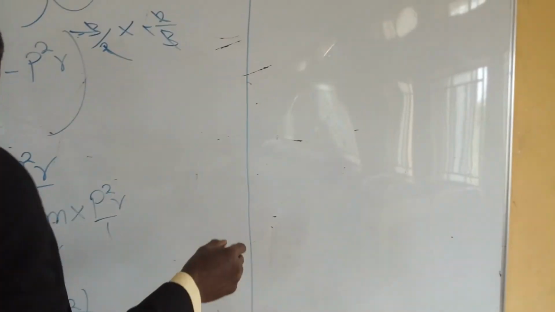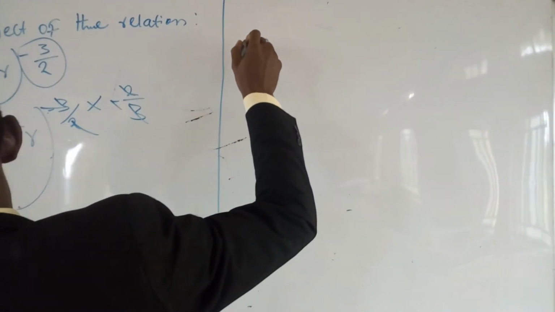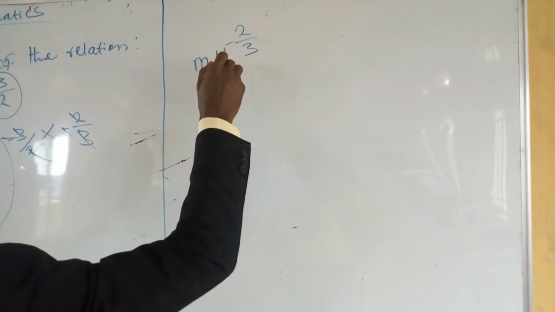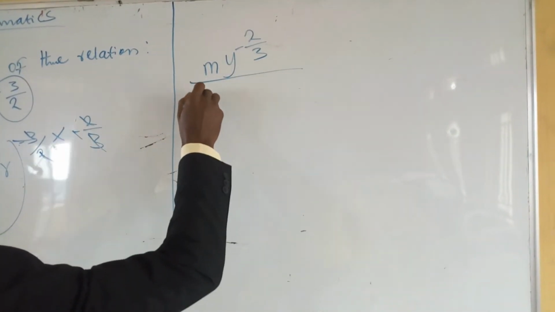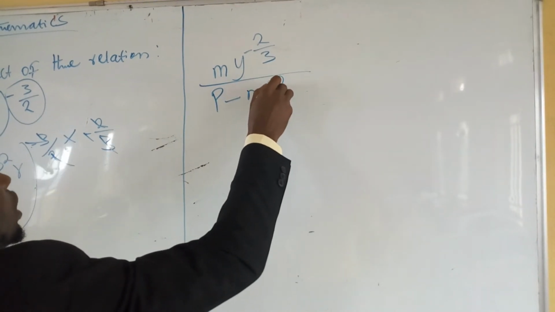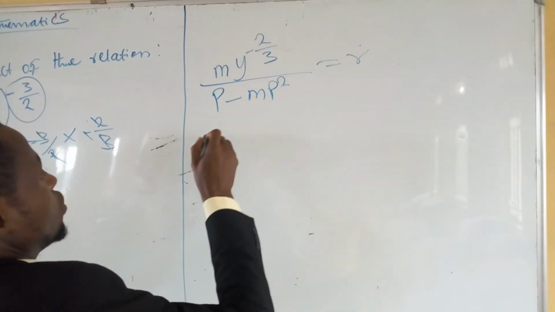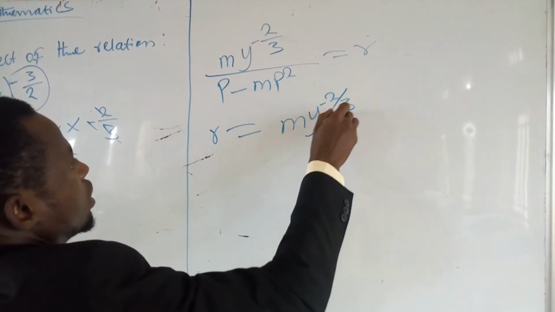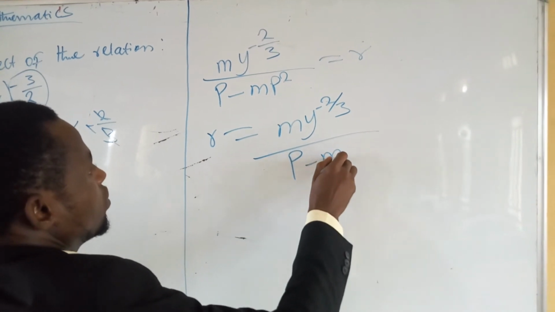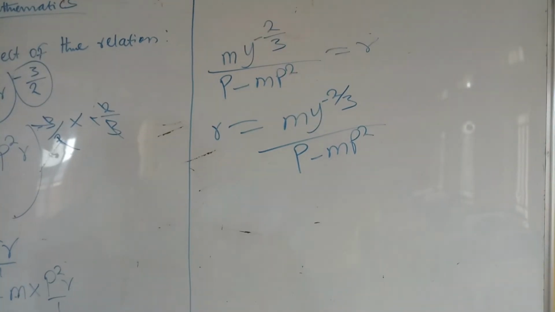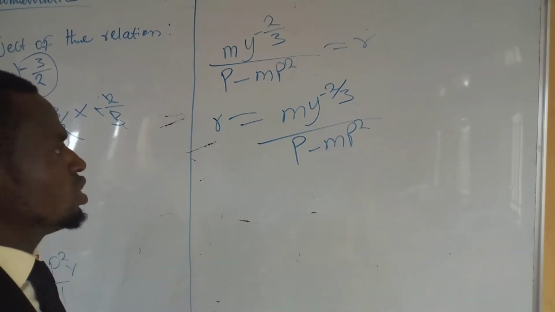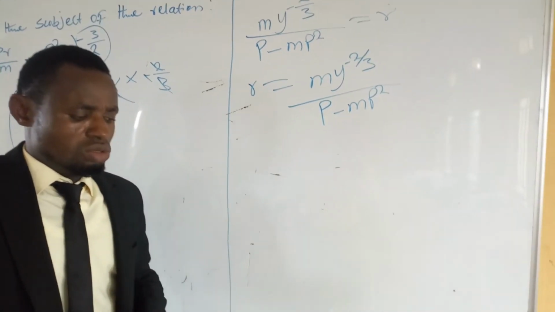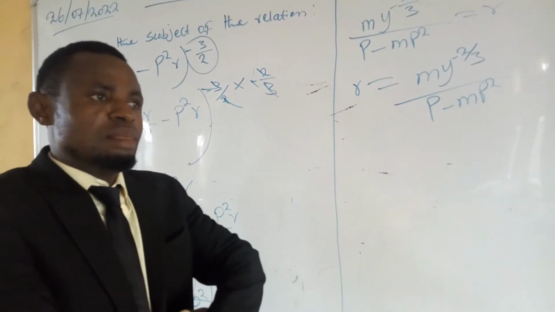Let's move on to the other side. Here we now have m y raised to the power minus 2 over 3 divided by p minus mp squared is equal to r. So r is equal to m y to the power minus 2 over 3 divided by p minus mp squared. This is how to go about this. In another question, they can ask you to make this positive. In that case, this will go down. I believe you know how to do that. So this is how to go about a problem like this.